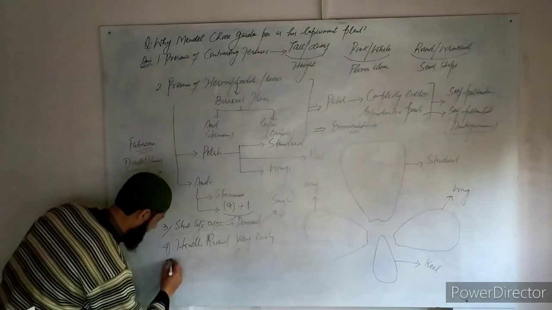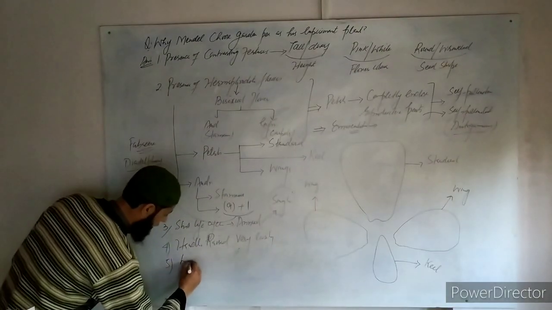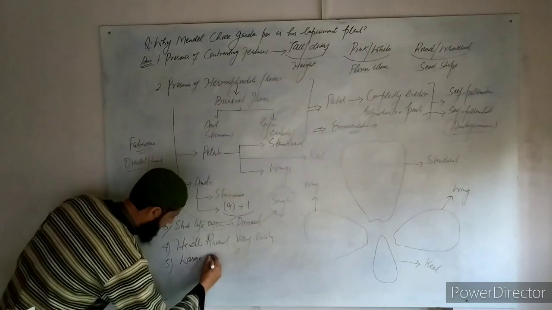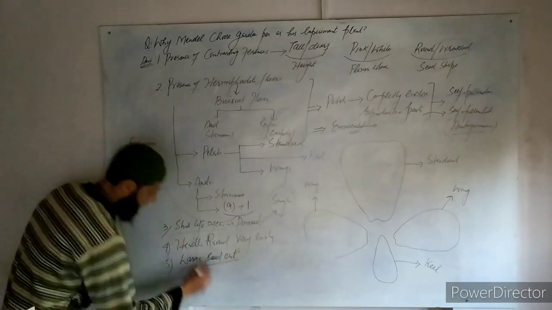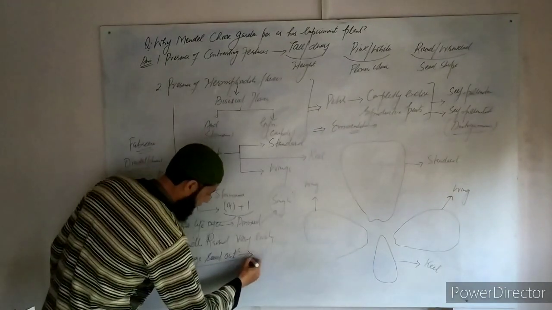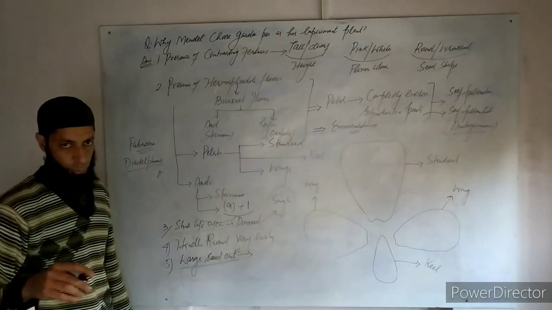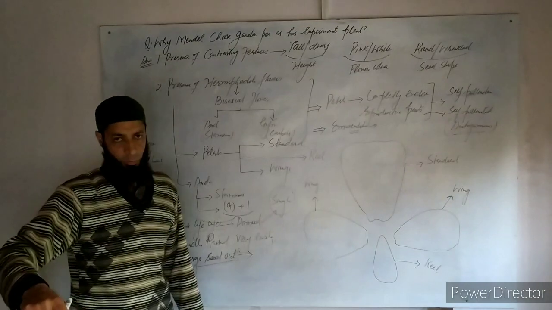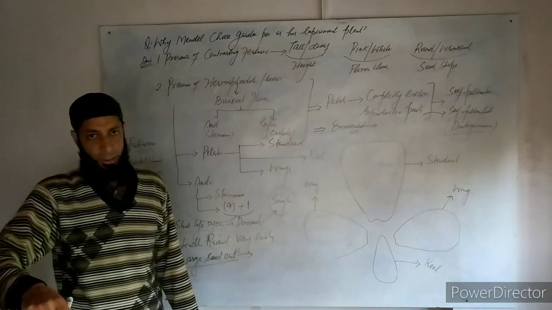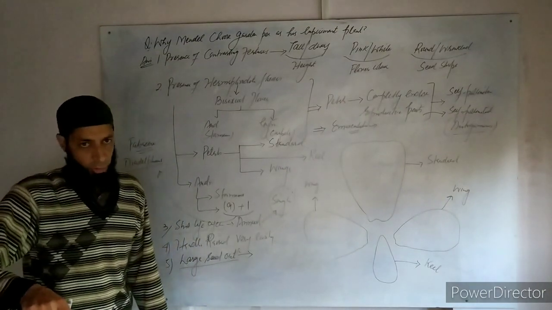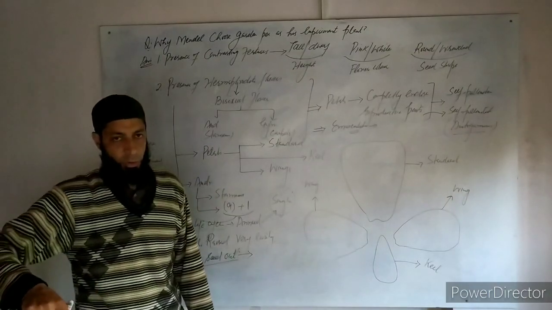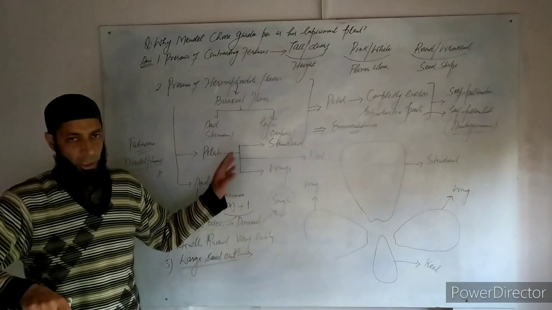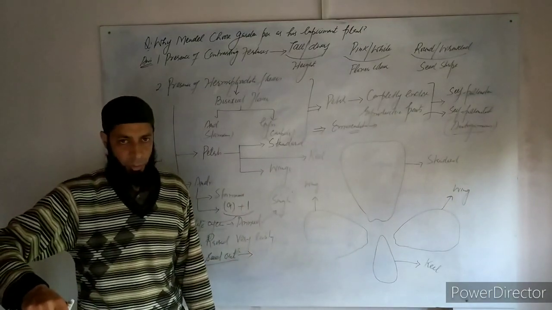And the fifth reason is large seed output. That means a large number of seeds are produced in a single year, which helps in drawing correct conclusions. And on the basis of these important features, on the basis of these reasons, Mendel selected this plant as his experiment plant.